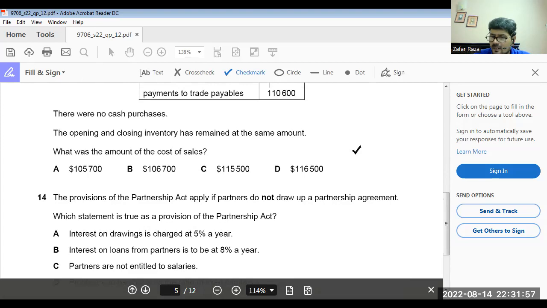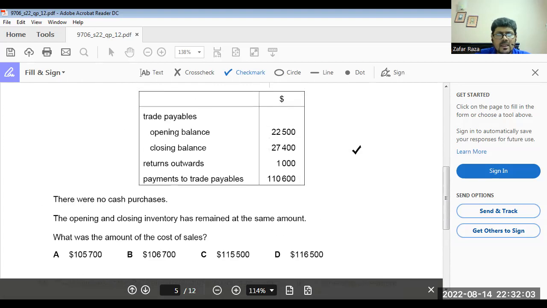110,600, okay, payment to trade payables, plus closing balance 27,400. Okay. Minus opening balance 22,500. Answer is only 15,500.